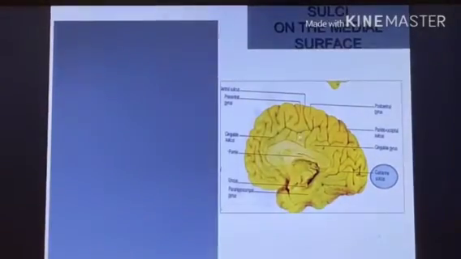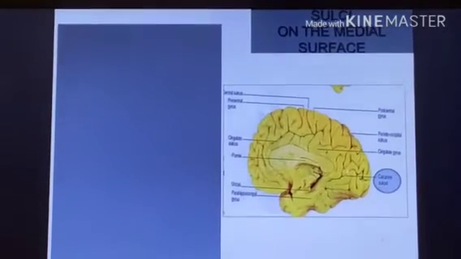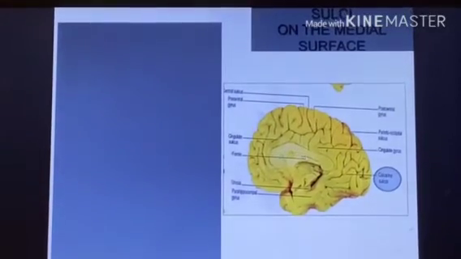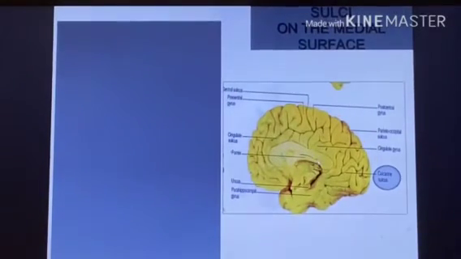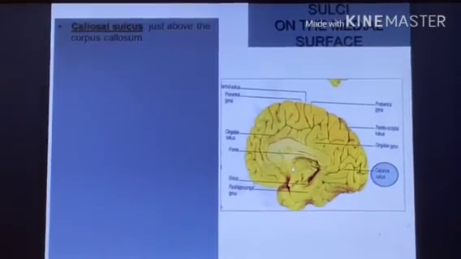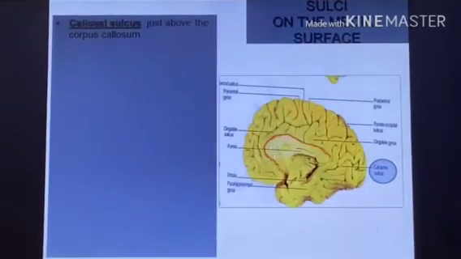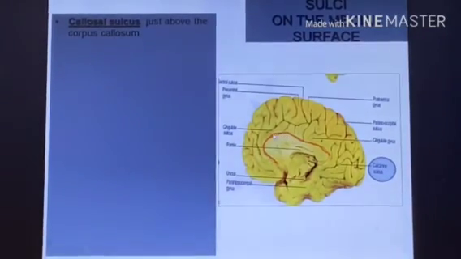Now, I'm going to show you the medial surface of the hemisphere. We call this the corpus callosum, which is a bundle of fibers connecting the right and the left sides of the brain. Here, we call it the callosal sulcus. Can you see this red color line? This is the callosal sulcus, just above the corpus callosum.